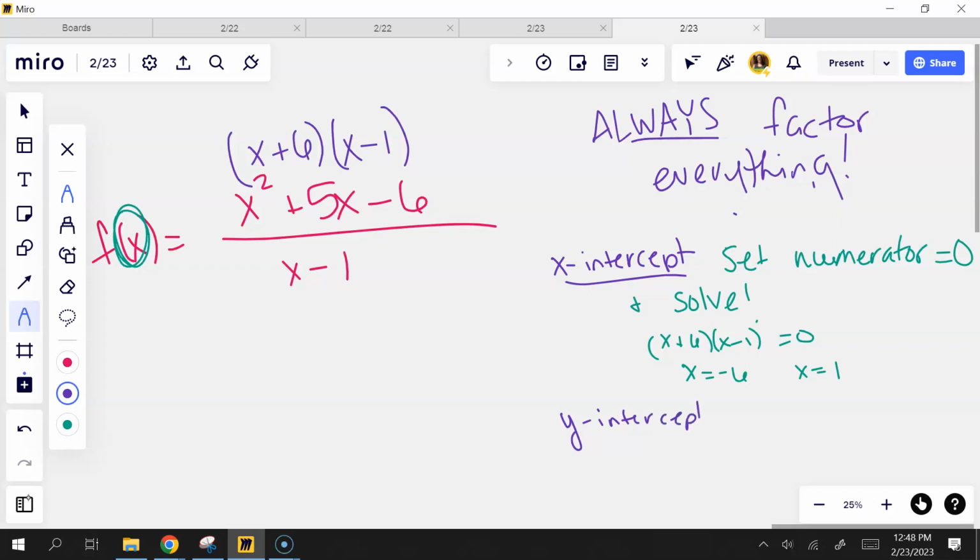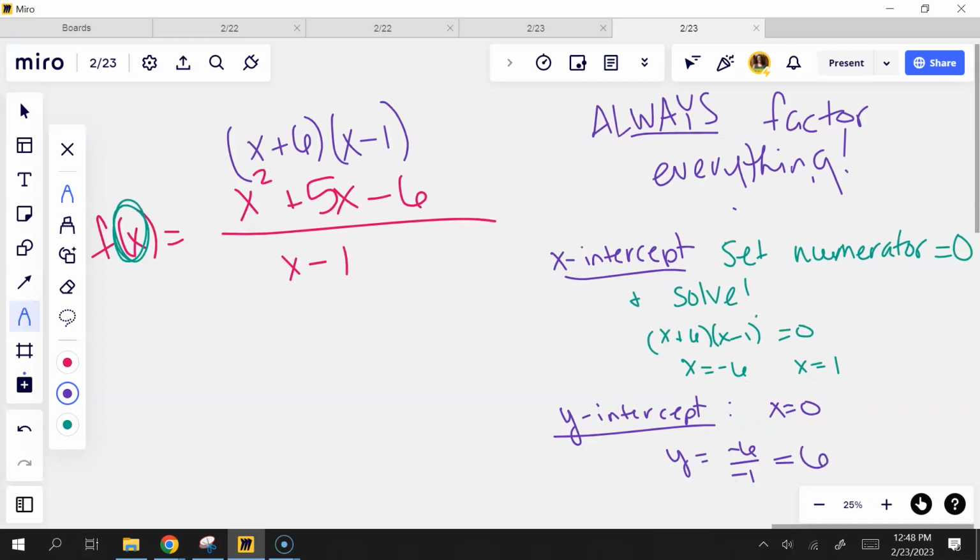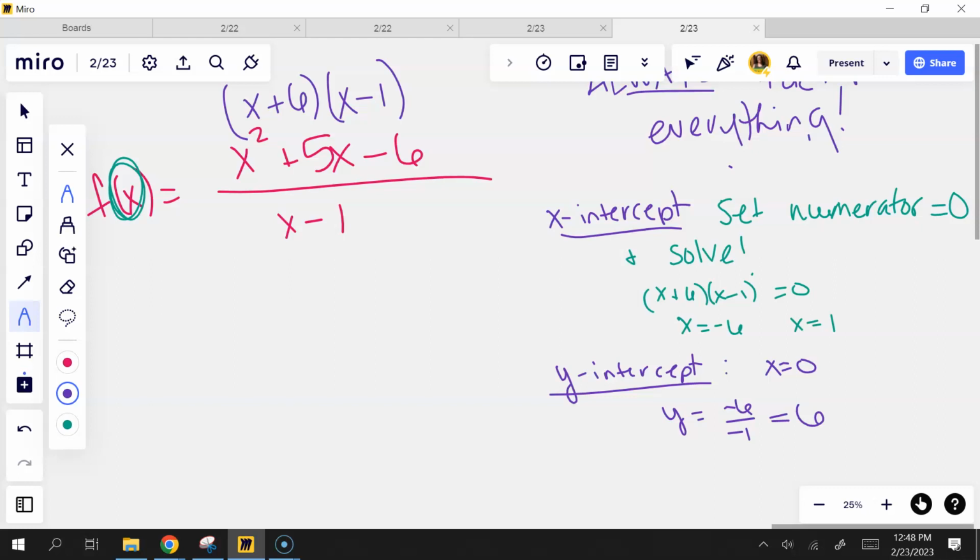How do you find the y-intercept? Set x equal to 0 and find it. If I put 0 up here, I end up with -6 over -1. Look at the equation. I get -6 over -1. Right, because essentially you're doing the whole thing, but the only way that this equation is going to equal 0 is if the top is 0.